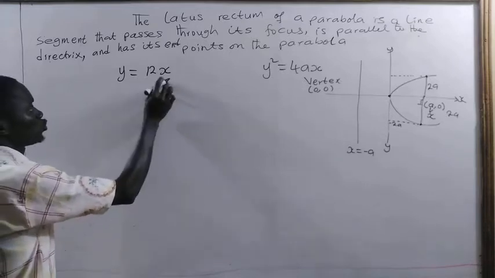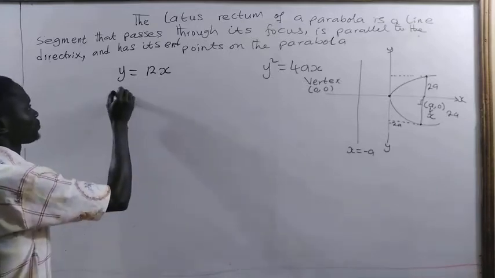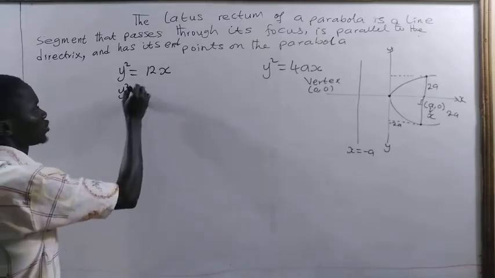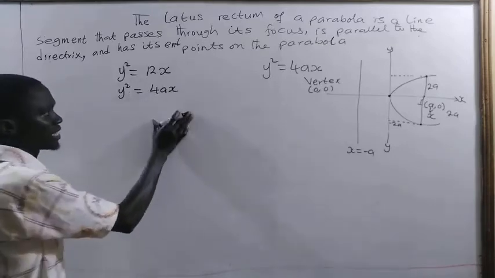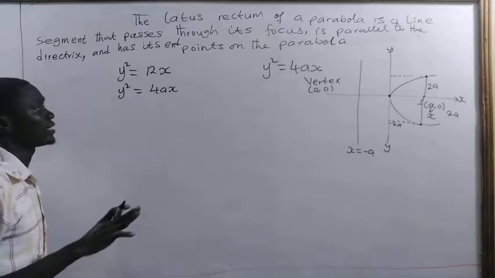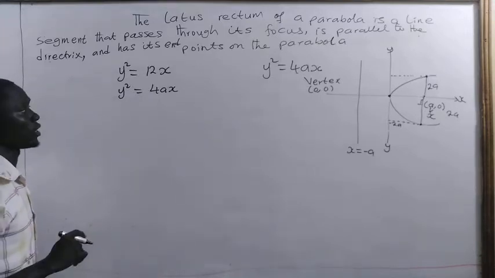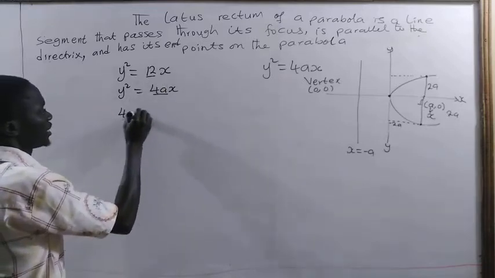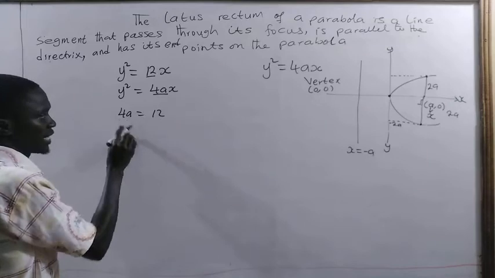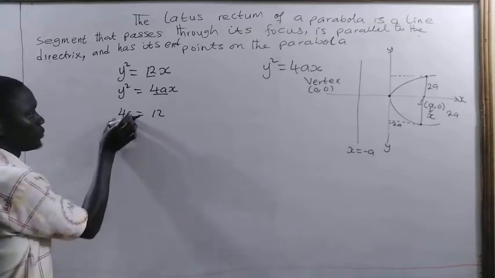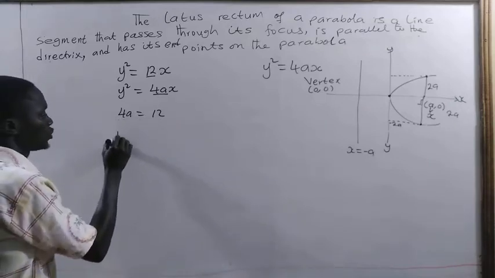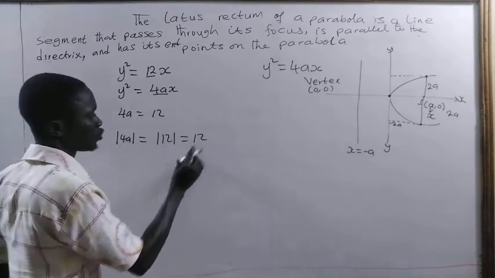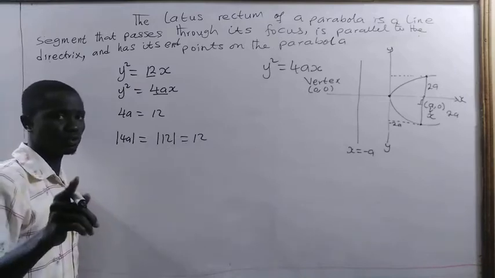We have y squared equal to 12x. You have y squared equal to 4ax as the standard form of the equation of a parabola. So here you compare 4a to 12. You have 4a equal to 12. Then the length of the Latus rectum is the modulus of 4a. So we take modulus of 4a equal to modulus of 12, and that will give us 12. This gives us the length of the Latus rectum.